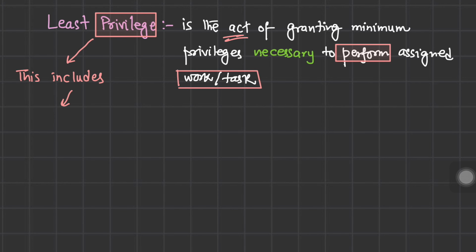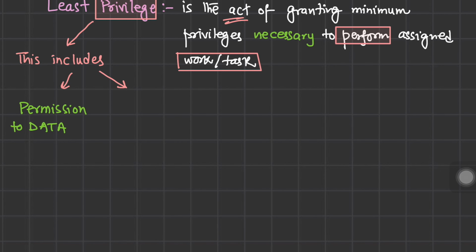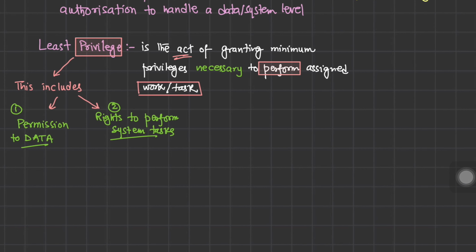So when we talk of permission, we think of giving permission to a subject for a certain type or class of data. And when we say rights, it means we are giving rights to do some activity. So permission means permission on data, and rights means rights to perform some system task. So when we say privilege, these two terms should be in our mind: one is the permission and the second is the right.